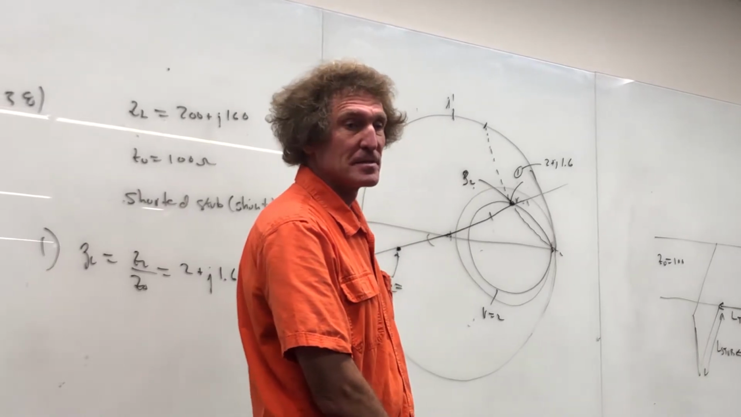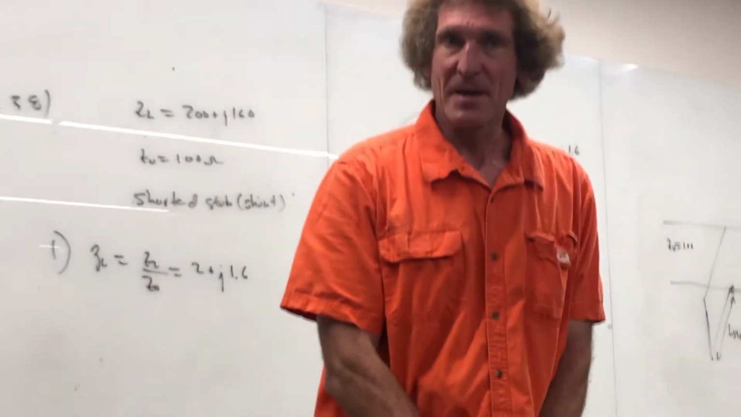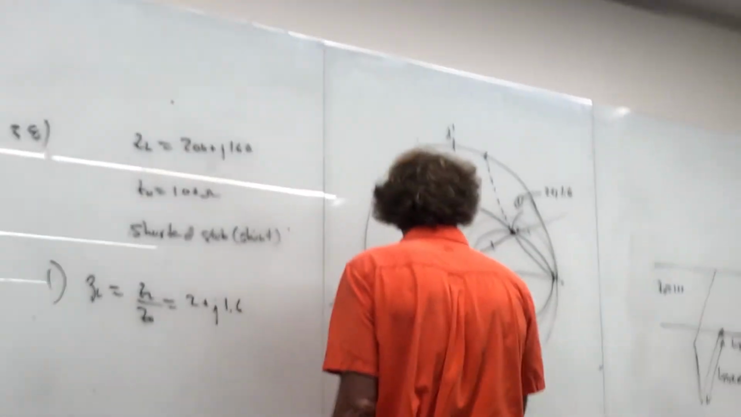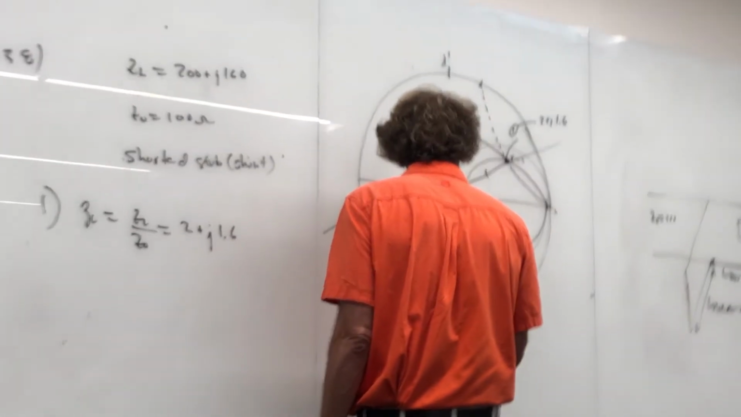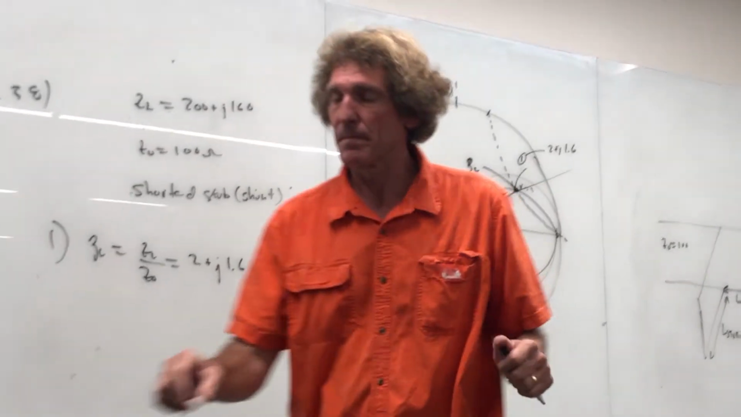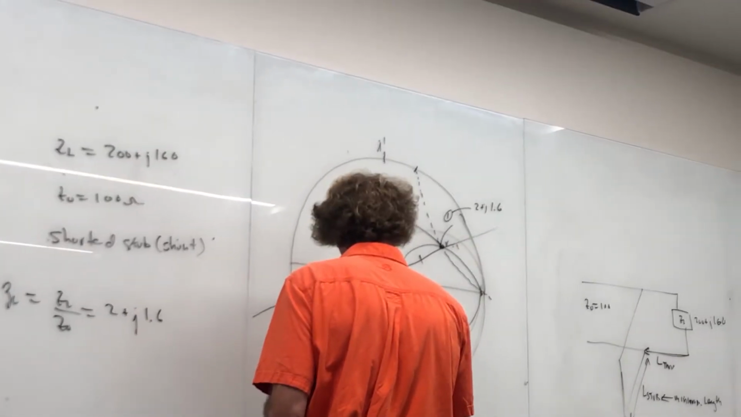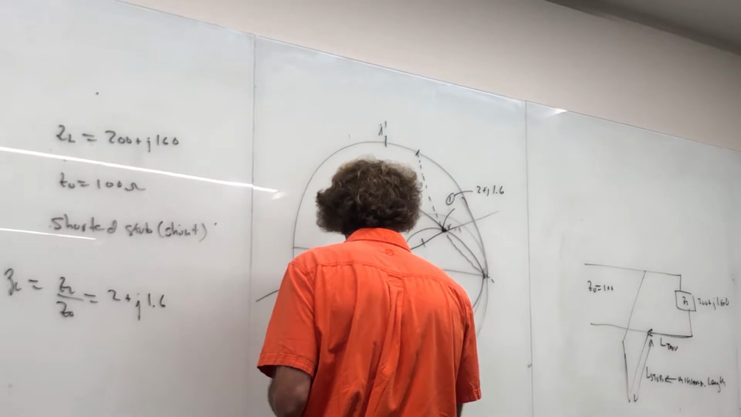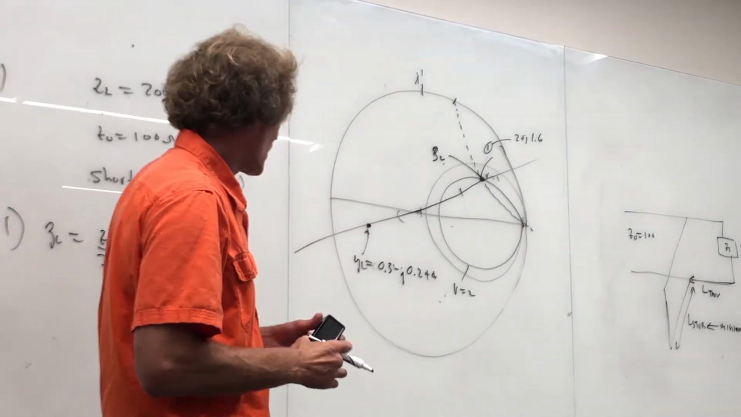Go to calculator. 0.30 minus j0.244, right? Yep. All right, so that's your second point.